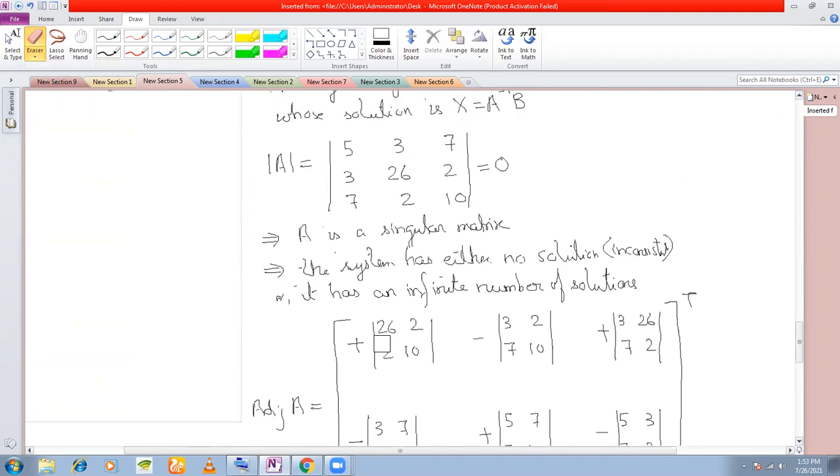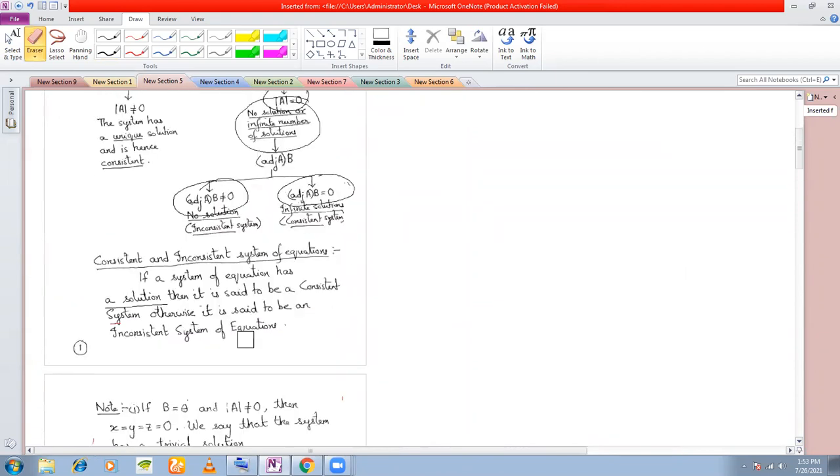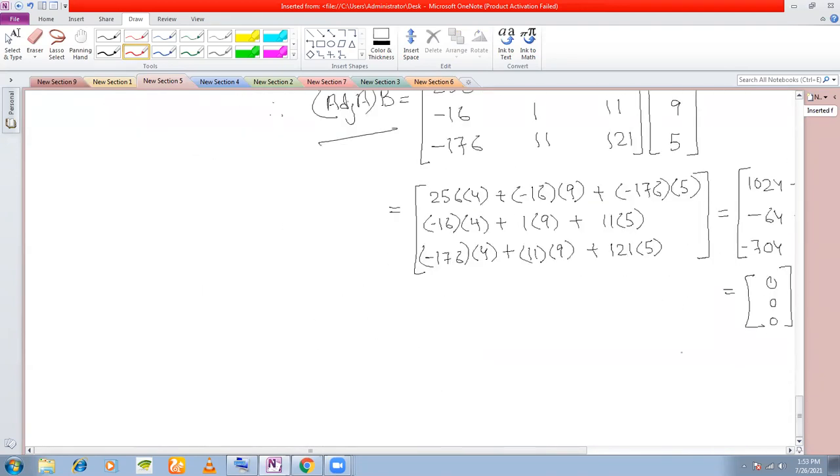If you look at the chart here, what does the chart say? That if adjoint of A into B is equal to 0, then we say that the system has an infinite number of solutions. That is, it is consistent. Therefore, the system is consistent and has an infinite number of solutions.